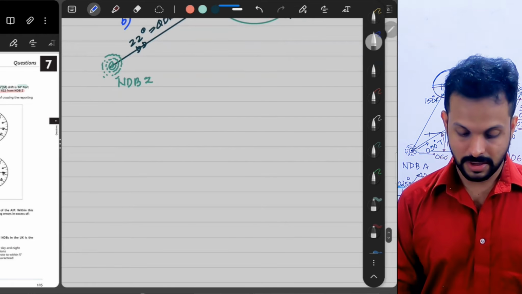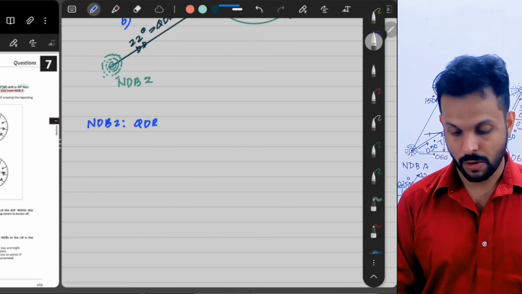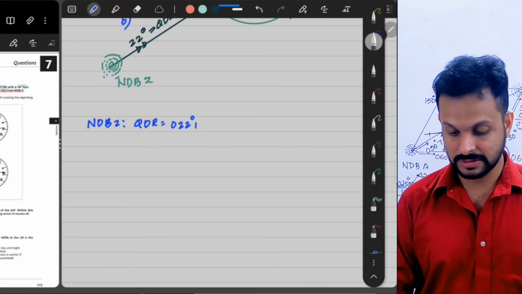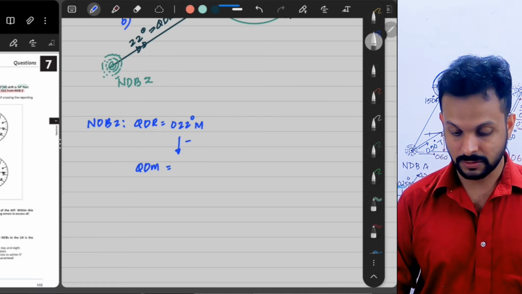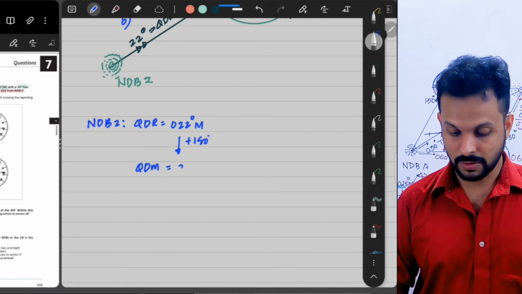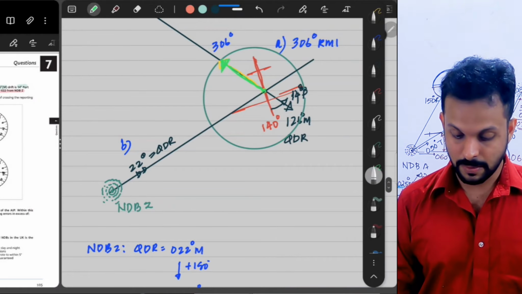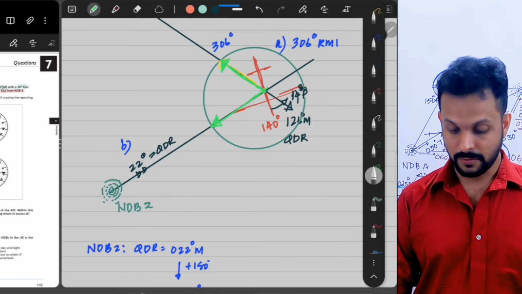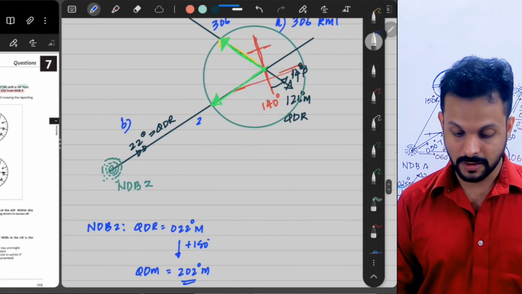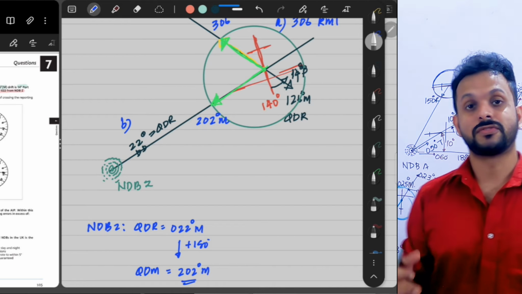So for this NDB Zulu with a QDR of 22 degrees, now it's magnetic. How will you find out the QDM, which is the RMI indication? That is plus 180, it is just a reciprocal, and that's going to be 202 degrees magnetic. Perfect. So what the RMI over here is going to indicate is basically a pointer that is just pointing towards the NDB. It is least bothered about any other factors, but we now know that it will be indicating on the dial a magnetic track of 202 degrees from the aircraft to the station.